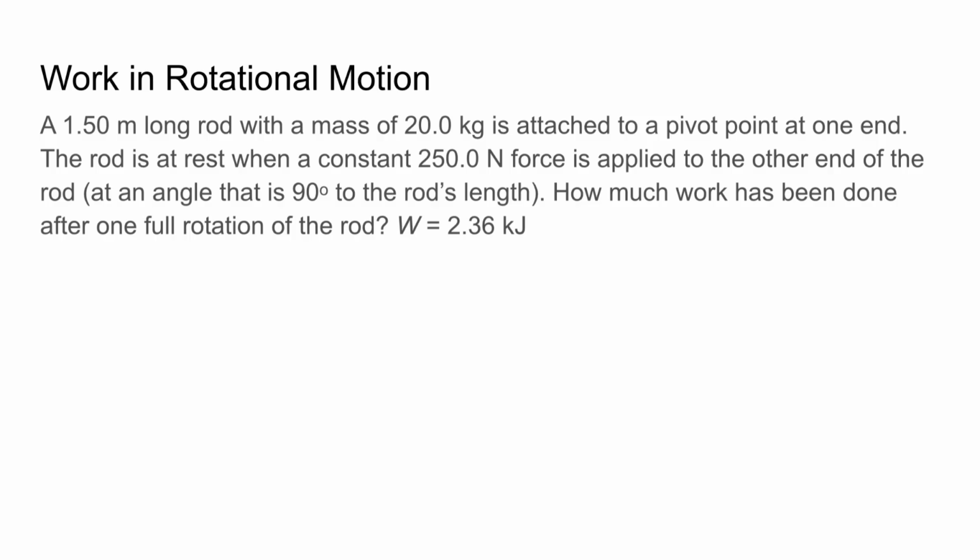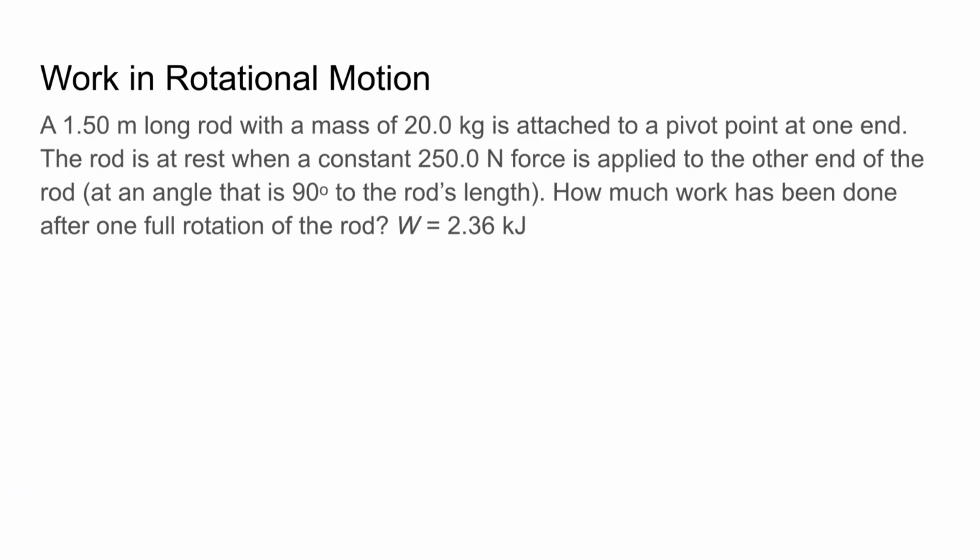So we can take an example problem like this. Let's say we have a 1.5 meter long rod with a mass of 20 kilograms that is attached to a pivot point on one end. It's at rest when we apply a constant force of 250 newtons directly to the other side of the rod, so at a length of 1.5 meters away from the pivot point. How much work has been done after one full rotation of the rod?